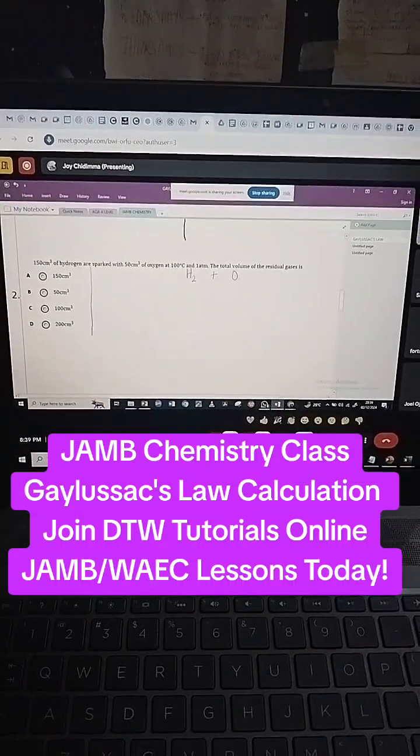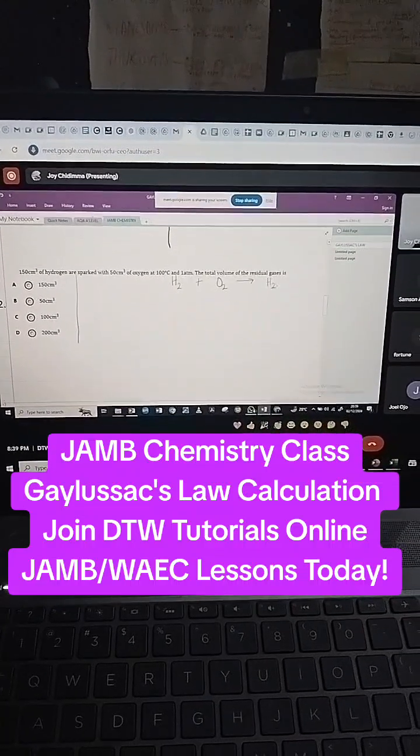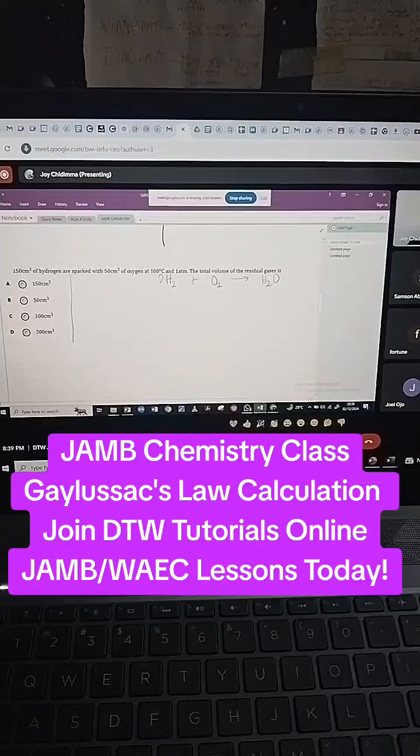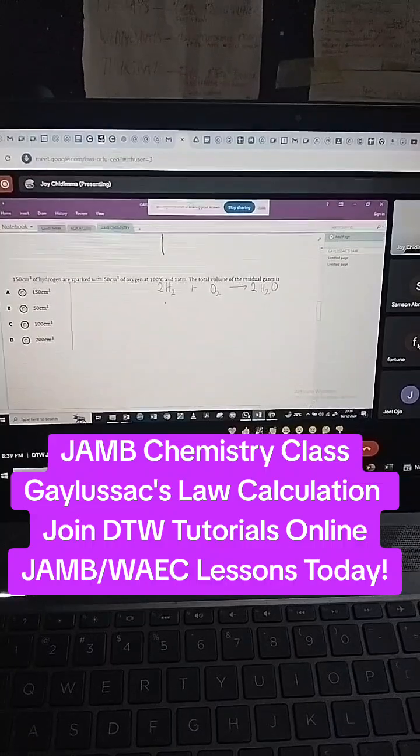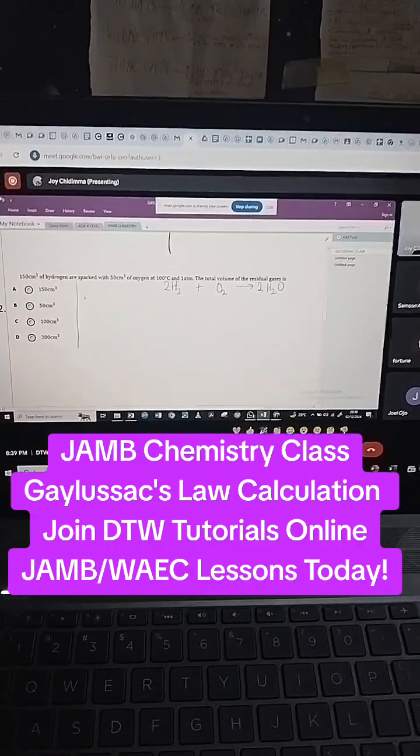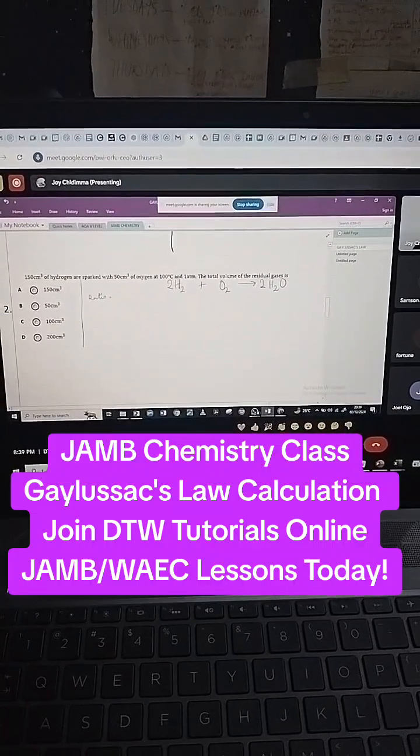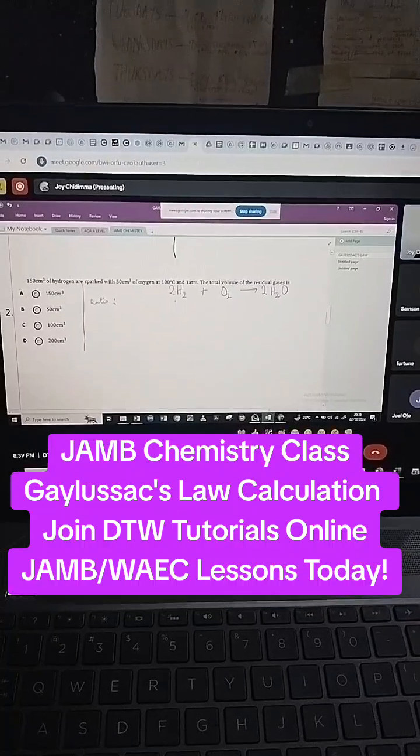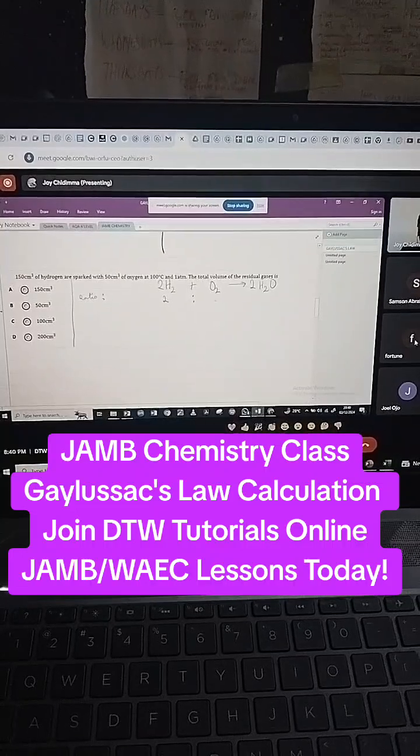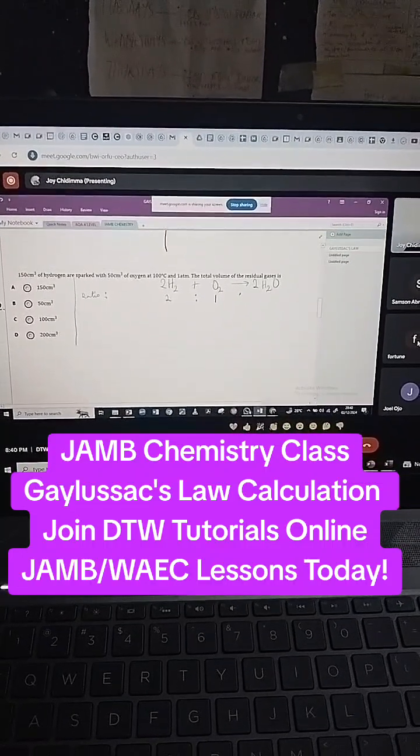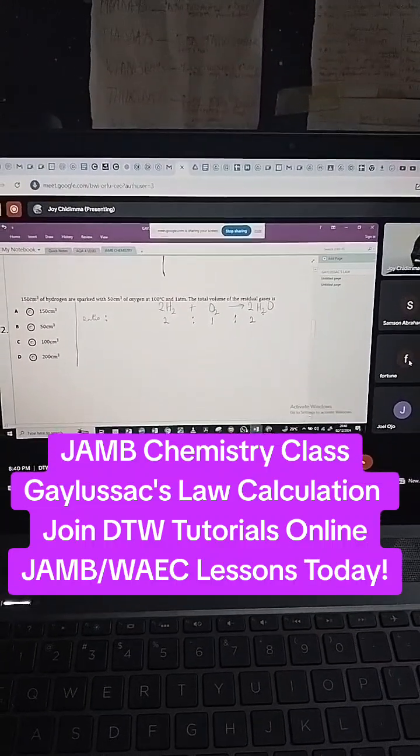Hydrogen is reacting with oxygen to give us water vapor in the ratio of thus. Okay? So ratio means the reacting ratio is 1:2. Are you following?